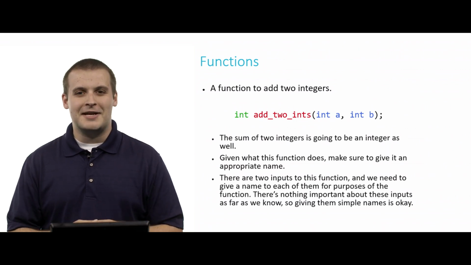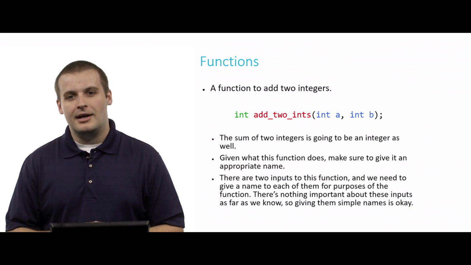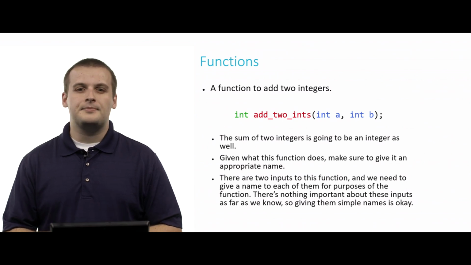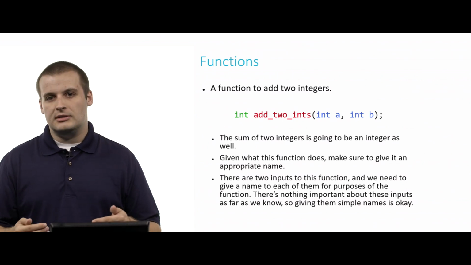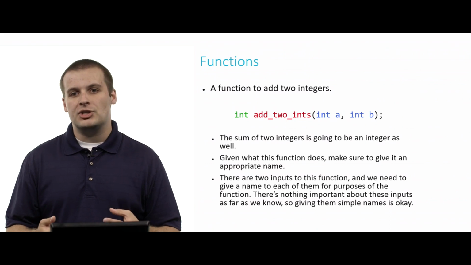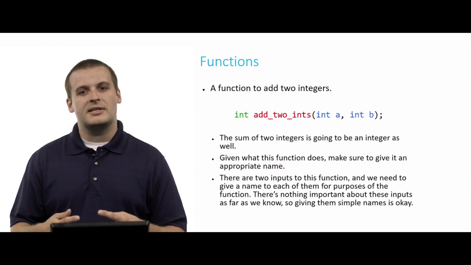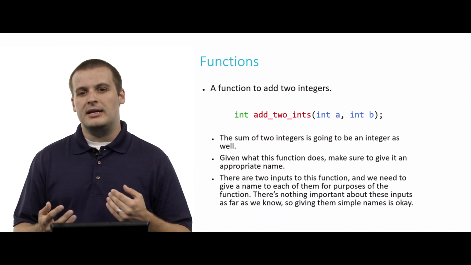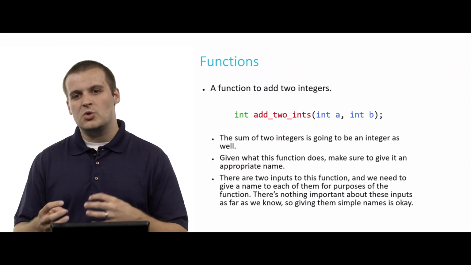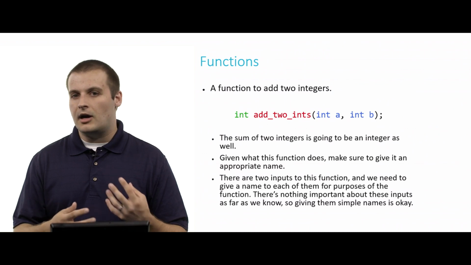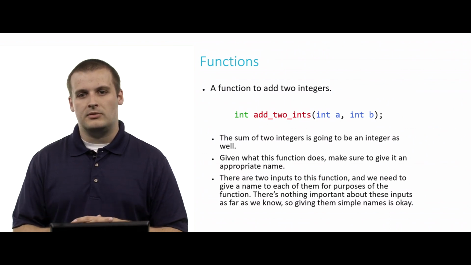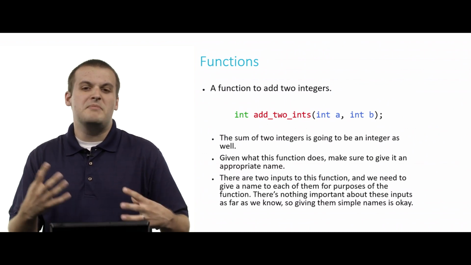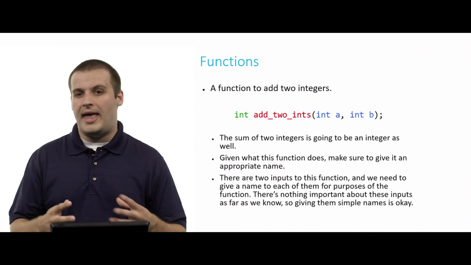But let's just say, for the sake of argument, that this function is useful, and so we'll call it add 2 ints. Lastly, this function takes 2 inputs, each of which is an integer. So we have this comma-separated list of inputs. Now, we generally want to give a name to each of them so that they can be used within the function. The names aren't terribly important in this case. We don't necessarily have any meaning attached to them. So we can just call them A and B.